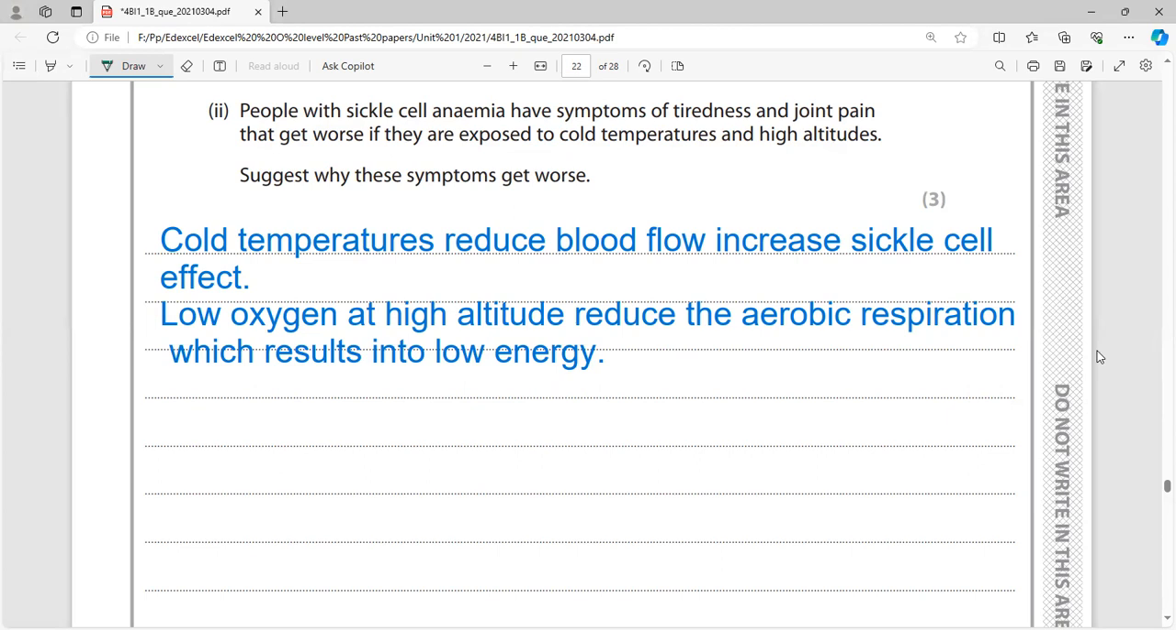So these two points you can write here. The cold temperature reduces the blood flow, that's your number one point, and this will increase the sickle cell impact. Now the low oxygen at high altitude, this is your second point. And for its impact you need to write that it reduces the aerobic respiration. This is your third point. And the fourth point is that it reduces the energy production. With these points, you can easily secure 3 marks.